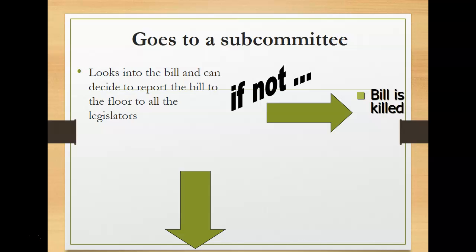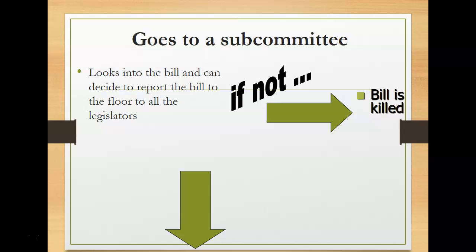If the standing committee sends it to a subcommittee, after further reviewing this bill, it can choose to report this bill to the floor or kill this bill in subcommittee. So this bill never makes it to the floor to be debated, changed, earmarked, or voted on.